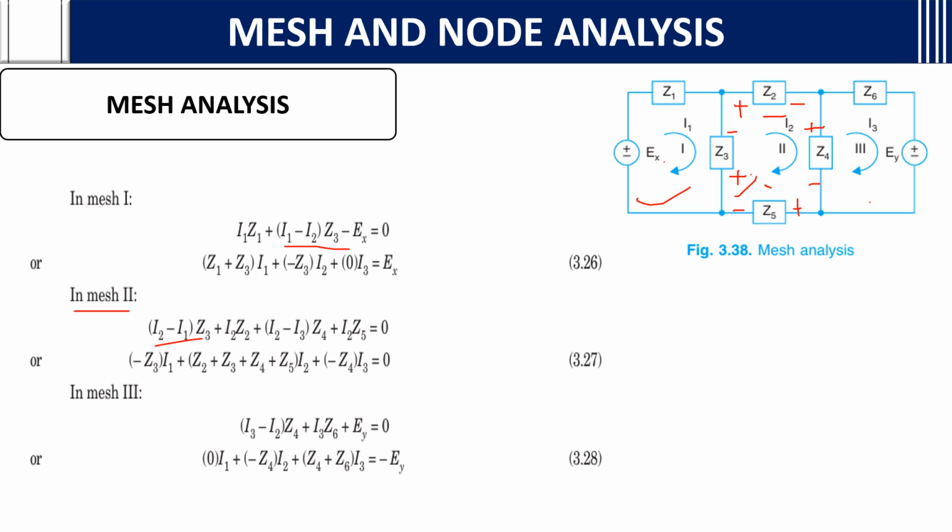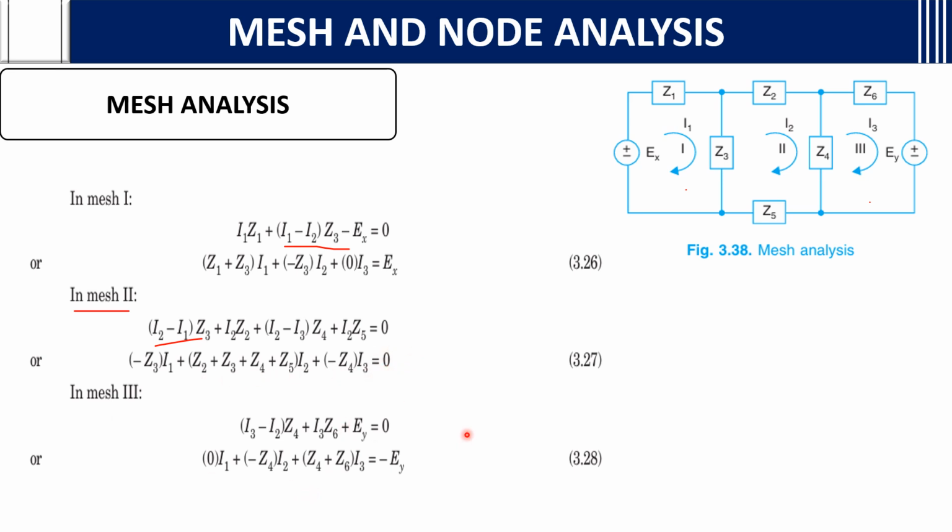Because for Z4 we are considering mesh 2. So I2 minus I3. Current is moving here in this way, here in the opposite way. So I2 minus I3 plus I2 Z5. Done. Again we rearrange it. What we get? Rearranging, we need to make the I1 components one side, I2 components one side, and I3 components, equals to 0.